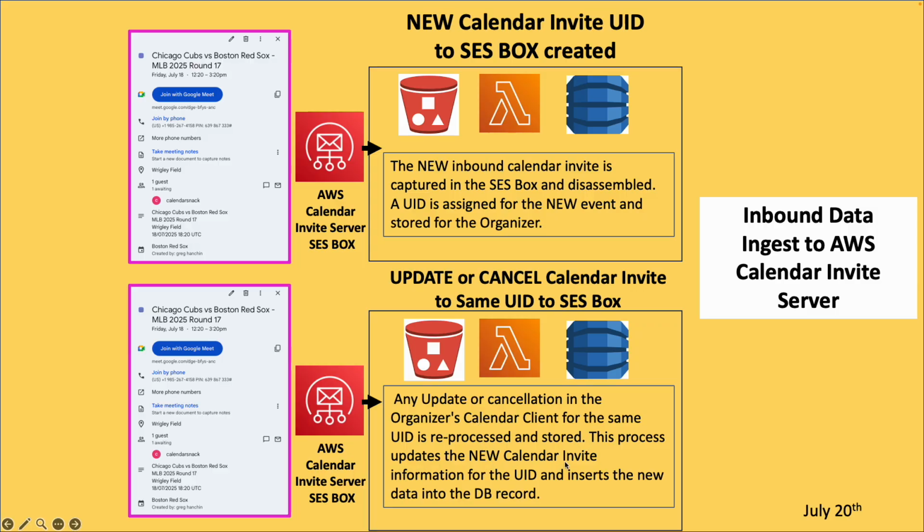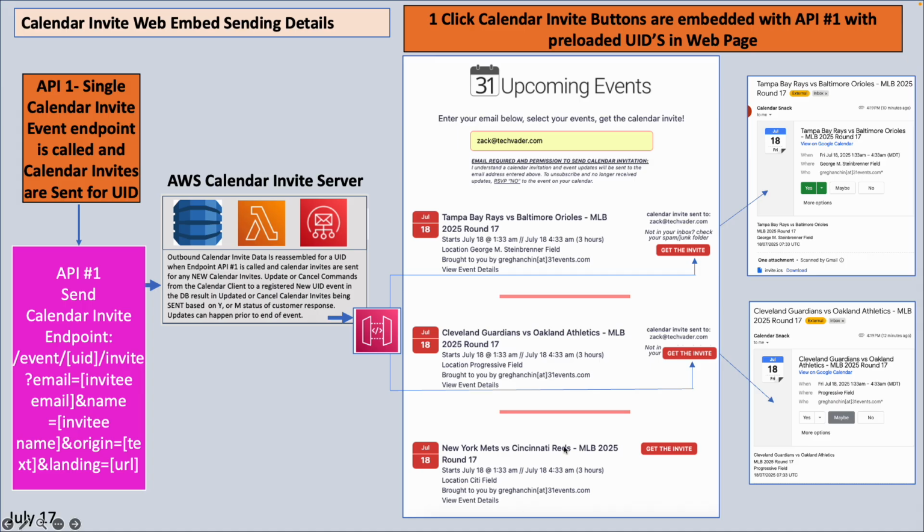So this process updates the new calendar invite information for the UID and inserts the new data into the database record. So what does this mean for you all? Well, that means that this API endpoint is regenerating data from the organizer's calendar invite sent to the SES box, and the single calendar invite endpoint is called and calendar invites are sent for the UID. So API 1 is send a calendar invite, essentially from the organizer's data set, and the outbound calendar invite data is reassembled when API 1 is called and calendar invites are sent out.